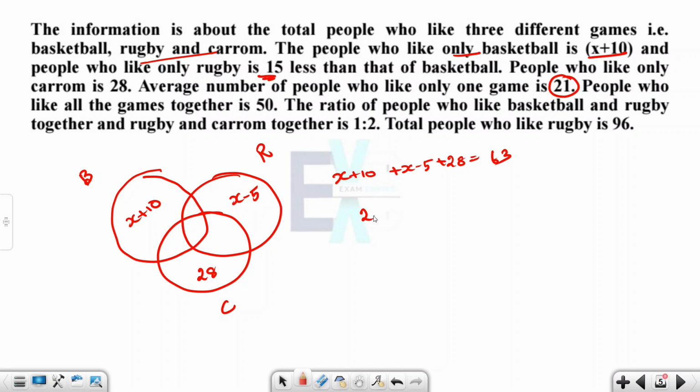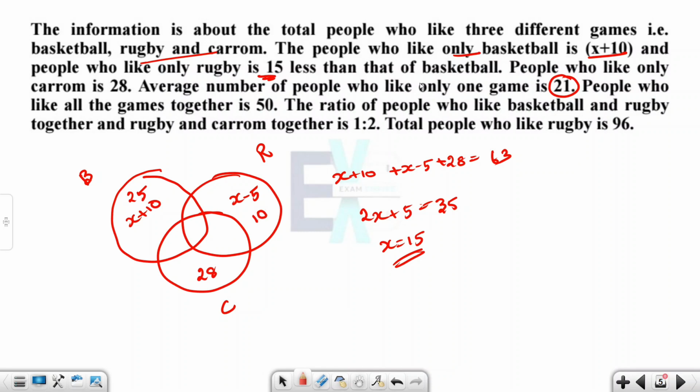Then what will be the sum? 63. So from this, 2x plus 5, so what is 63 minus 28? We'll be getting 35. Okay, so from this we'll be getting x is equal to 15. So if x is equal to 15, what is x plus 10? 25. Here we'll be getting 10.